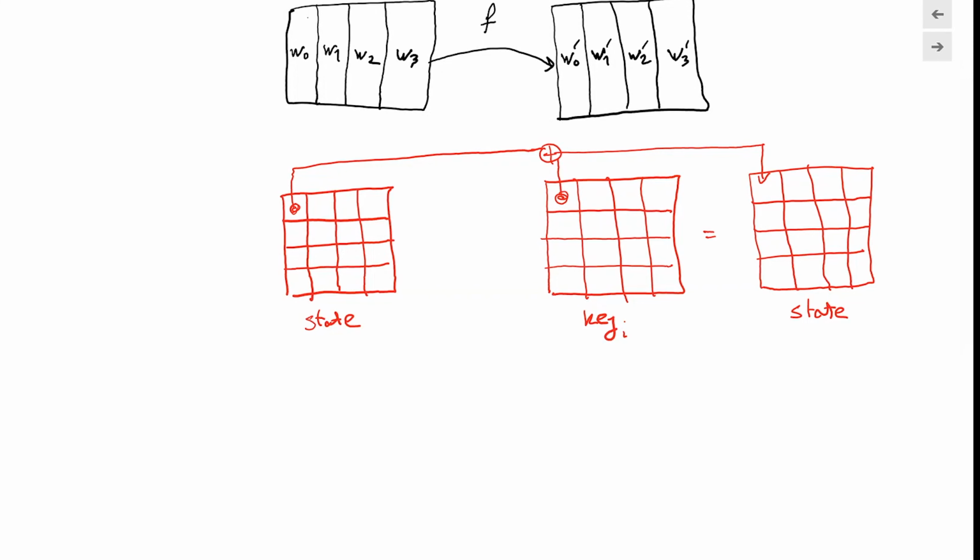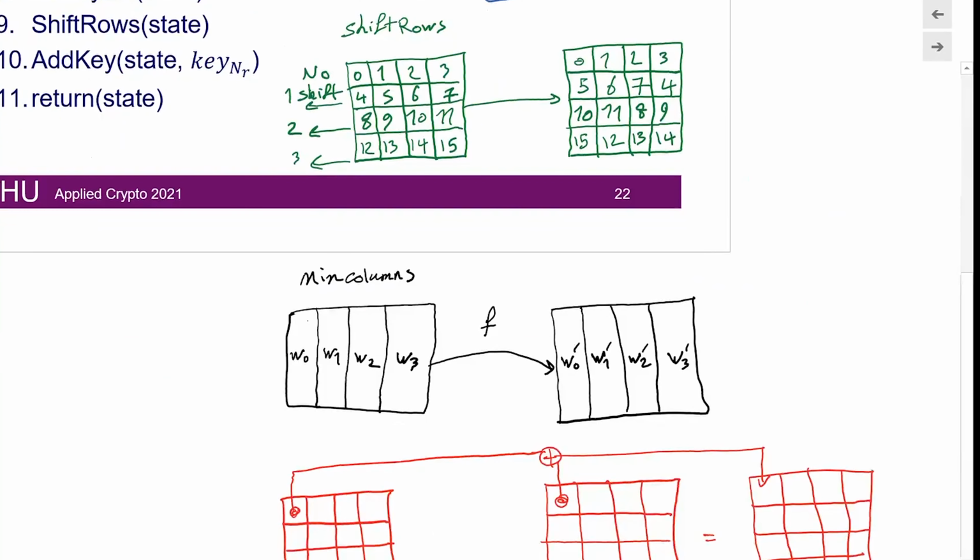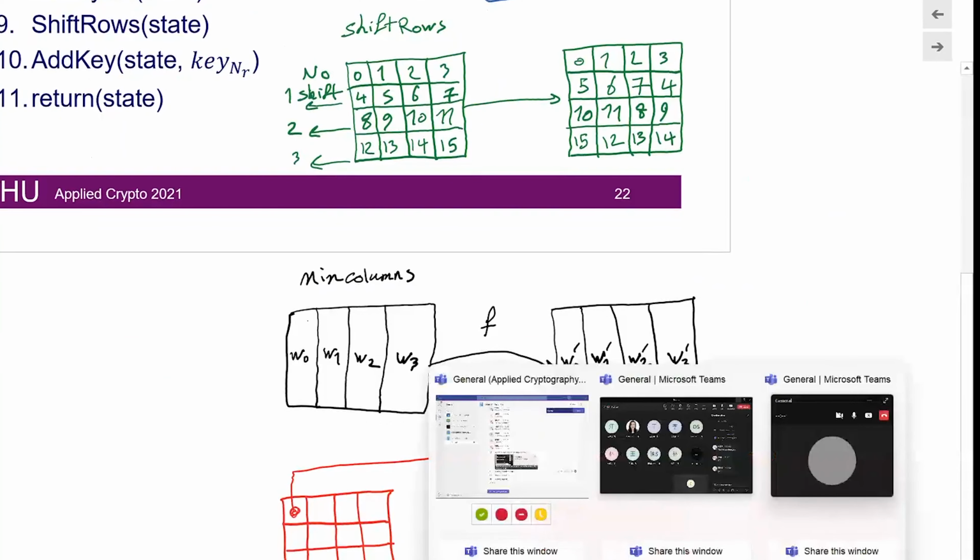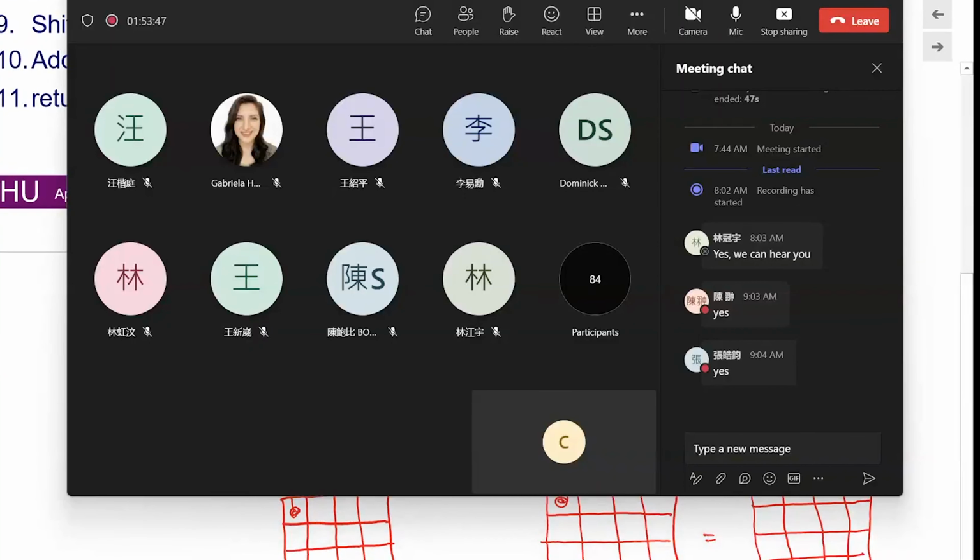Okay. Any questions so far? Is this clear? In a very high level how the AES algorithm is working. All right. Looks like no questions.